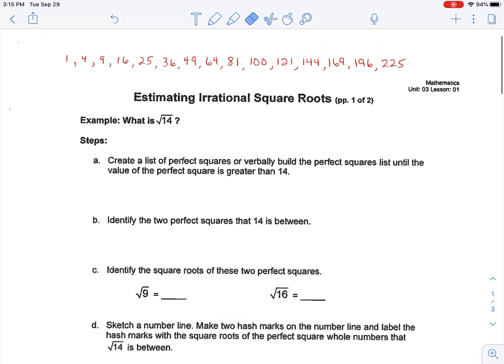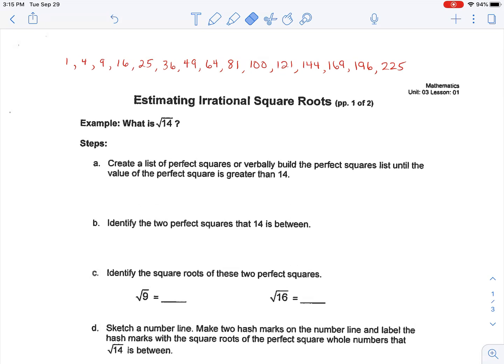Where we begin with this, though, is by listing all of the perfect square numbers that we know in order. You'll see up at the top, I listed those in red: 1, 4, 9, 16, 25, 36, 49, 64, 81, 100, 121, 144, 169, 196, 225. I listed the first 15 perfect square numbers.